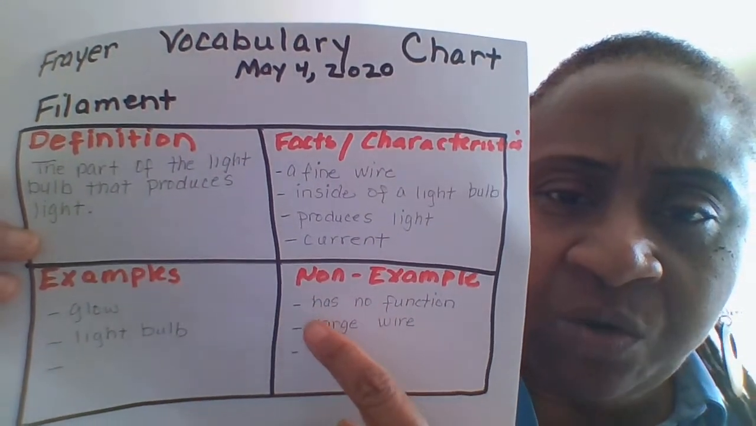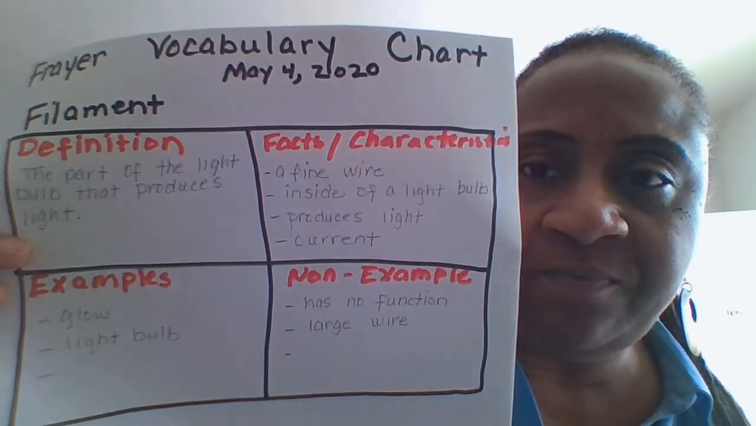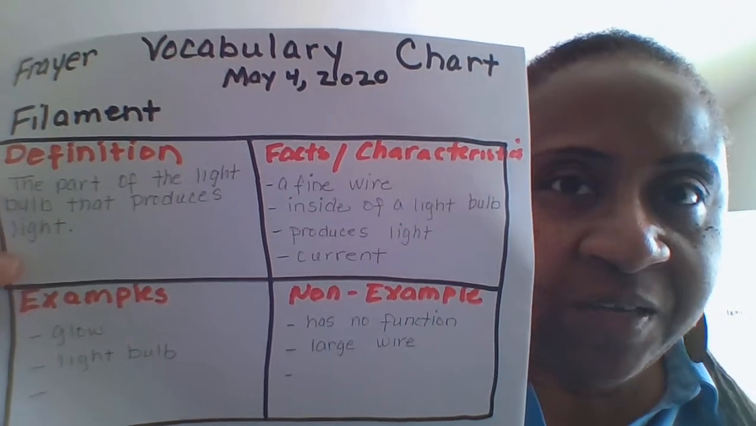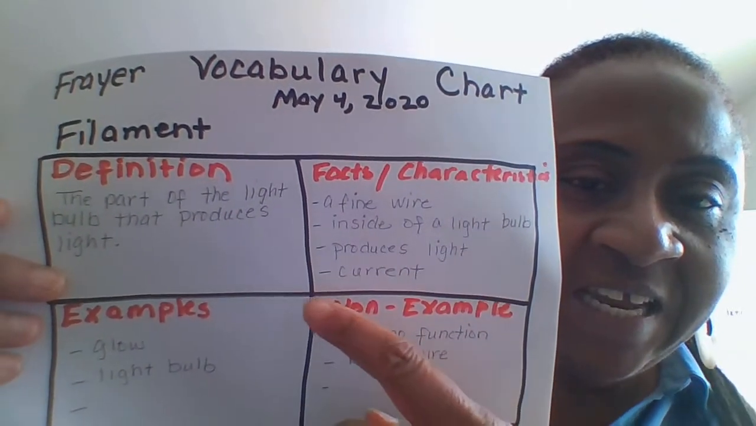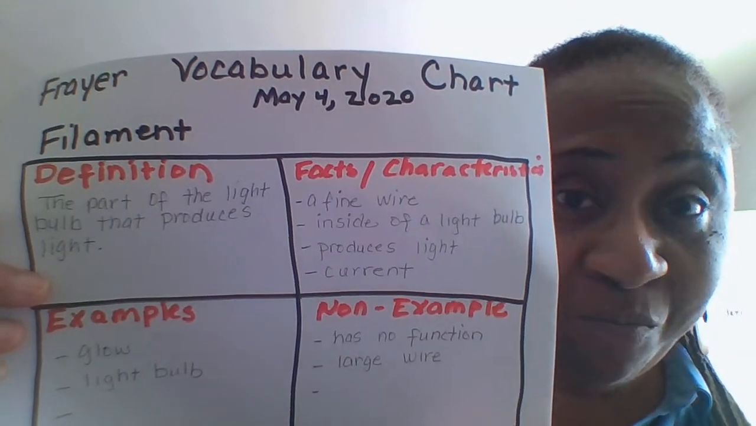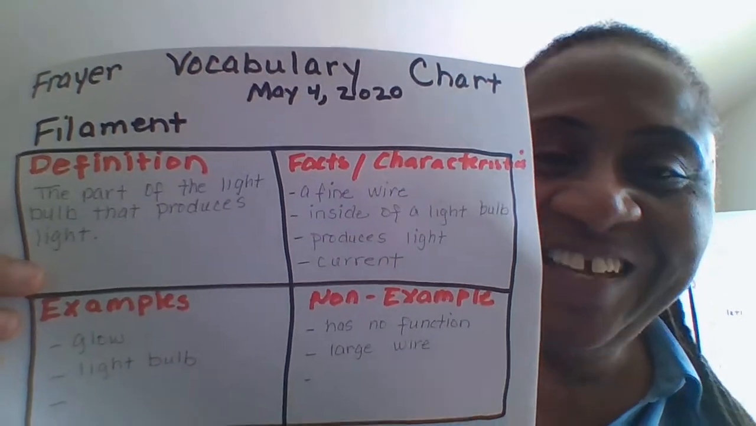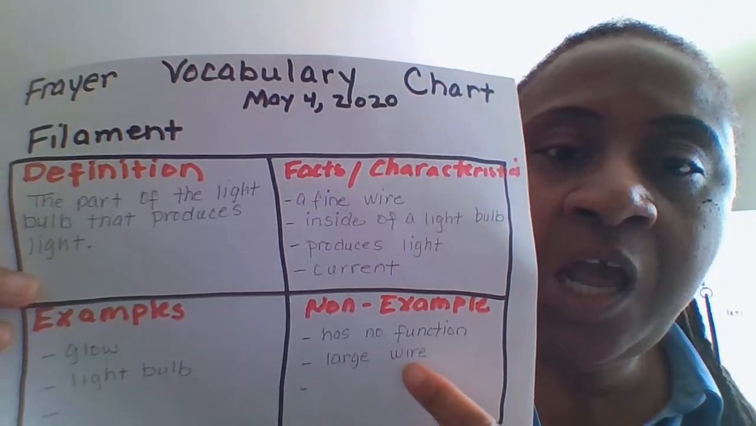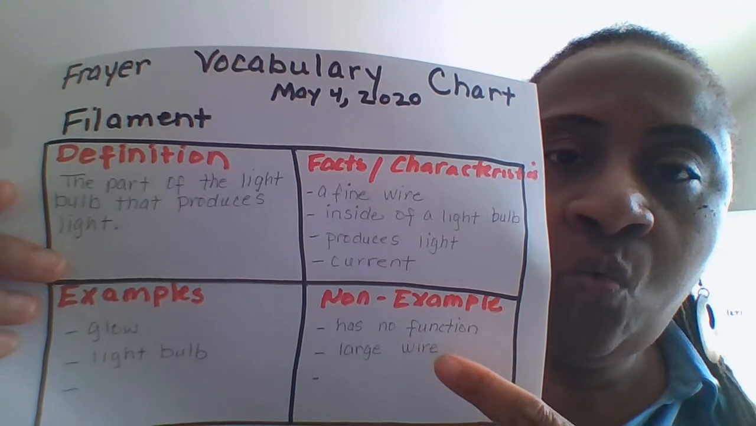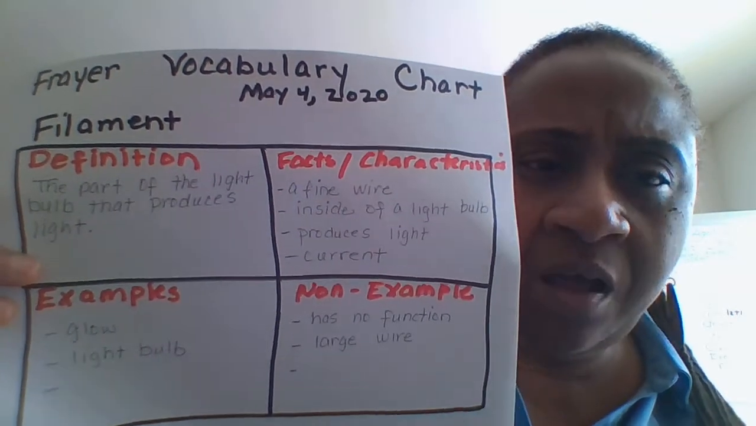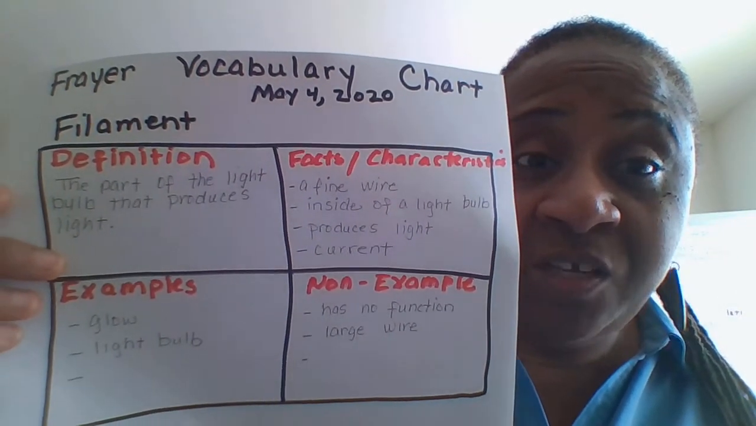So now let's look at the box of non-examples. The first thing I wrote is has no function. Is that true, that a filament has no function? Of course it isn't. So that is why it is in the non-example box, because that is not an example of a filament. Let's look at the second non-example. It says a large wire. Is a filament a large wire? No, of course not. We said that a filament is what type of wire?